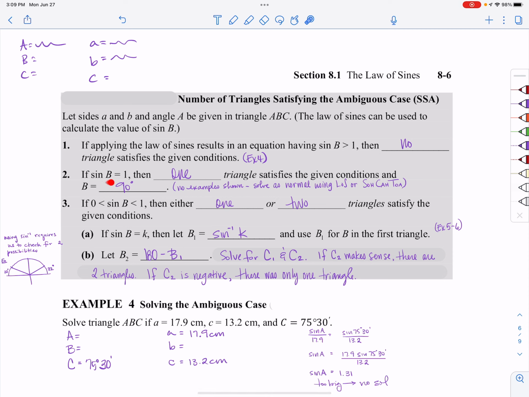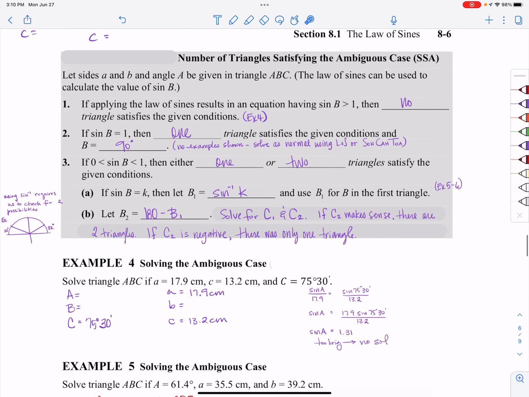If the sine of angle B is equal to 1, then there's only going to be one triangle. And not only that, angle B is going to be a 90-degree angle. I did not actually show you any examples of this. You know how to solve right triangles, and so you could either use the law of sines or you can use SOHCAHTOA as you would have back in chapter 5. So I did not show any specific examples for this one.